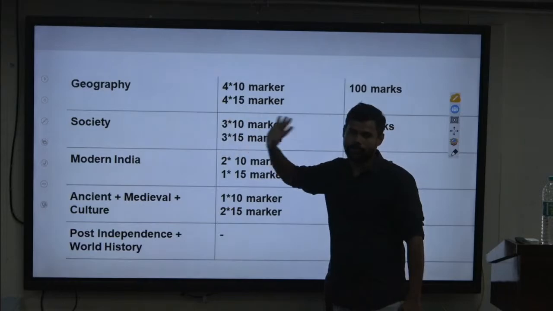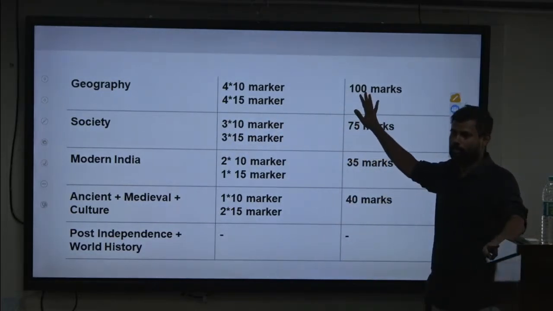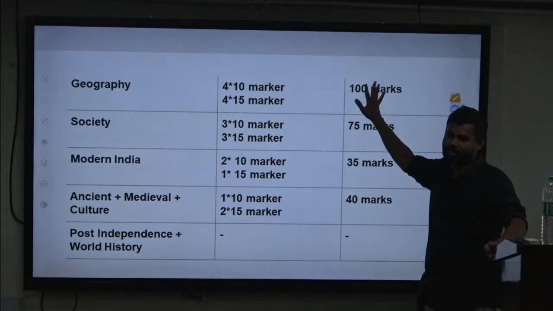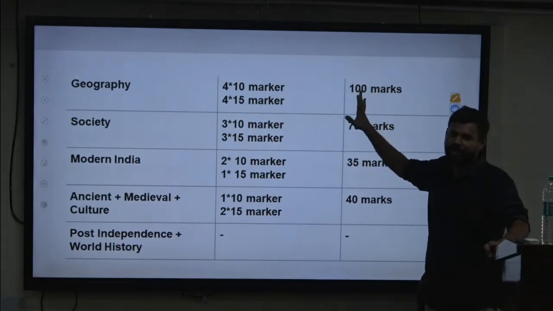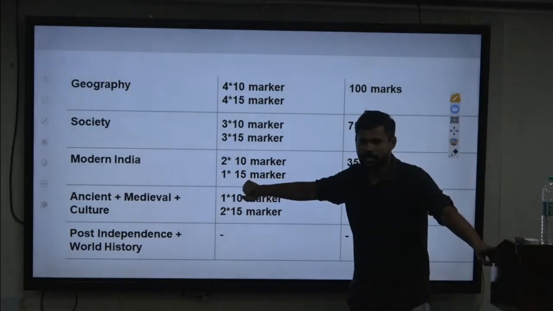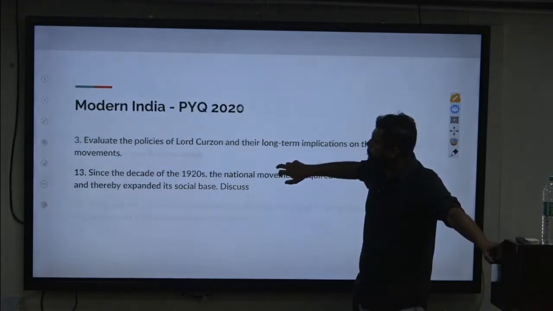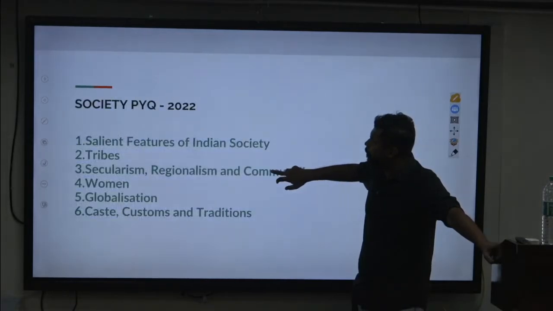So we have discussed geography and society, 175 marks. There is no scope to be mediocre here. You have to be good, you have to be on par, you have to be ready. Okay, the next is modern India and ancient medieval. Let us look at how the questions are coming in these two. Okay, so this is done.